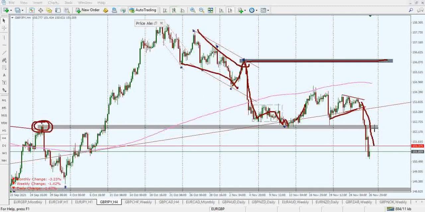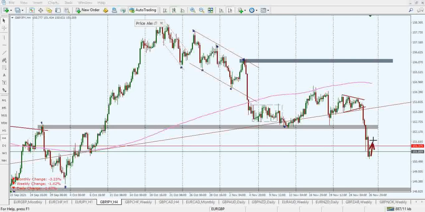So here for this one, what we're going to be doing, we're going to be waiting for a pullback. A pullback inside of this territory here could also be a nice opportunity to continue looking for short opportunities. However, if we have price continue down to bounce into this point here, I'm not going to be taking any short trade right around where we are, because we are in a no man's land. This area here is not best for any trading decisions.